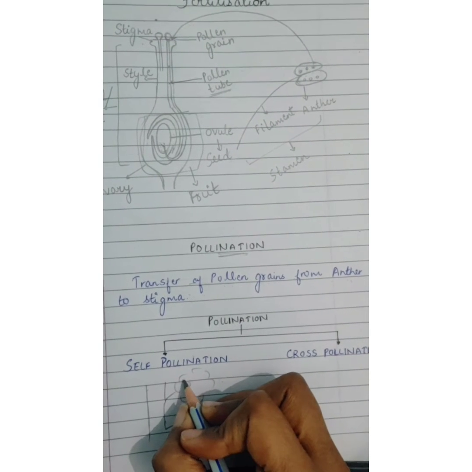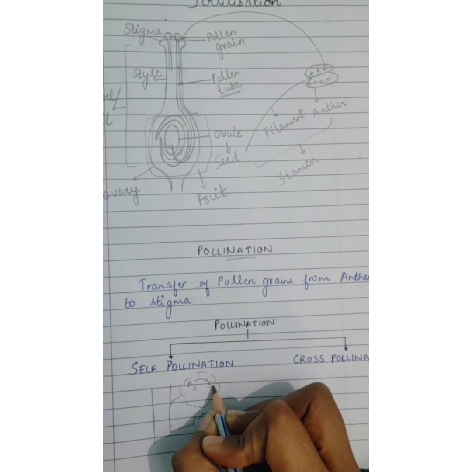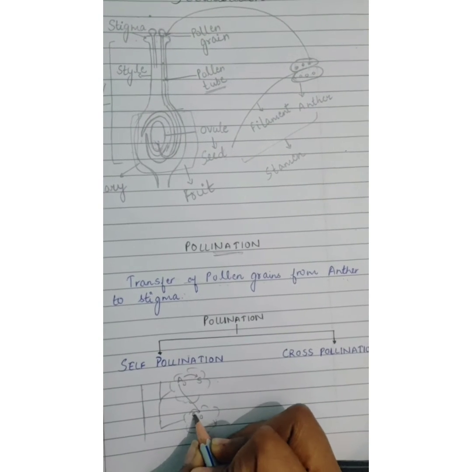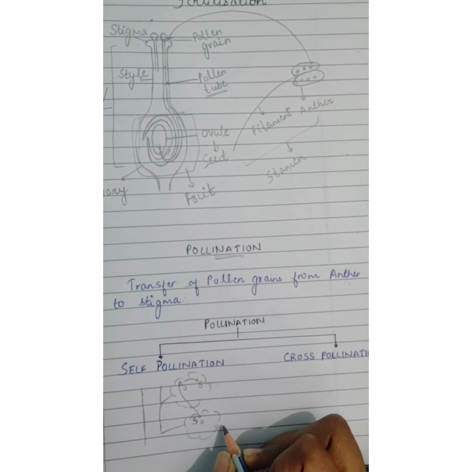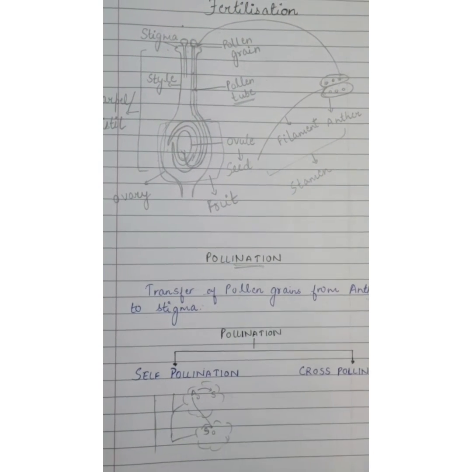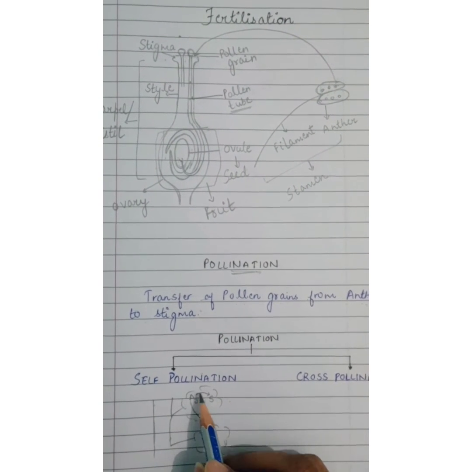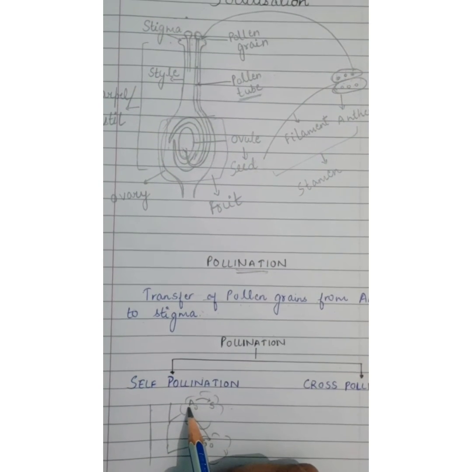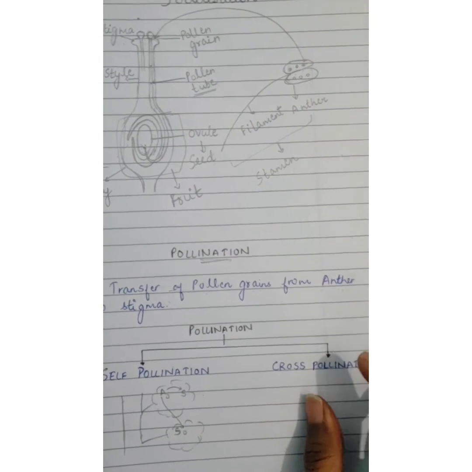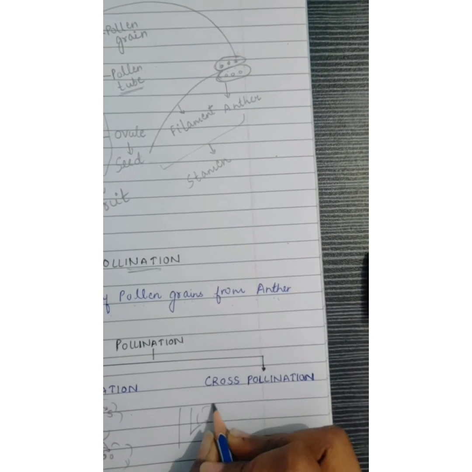If the pollen grain transfers from the anther to the stigma of the same flower, or from the anther to the stigma of another flower but on the same plant, this is known as self-pollination. It means the pollination taking place on the same plant is known as self-pollination. Now, cross-pollination. These are two different plants bearing flowers.